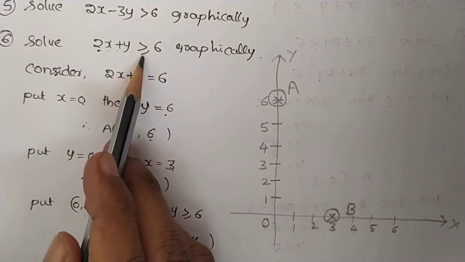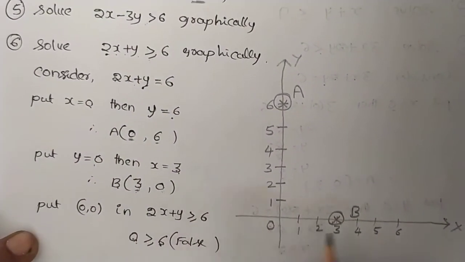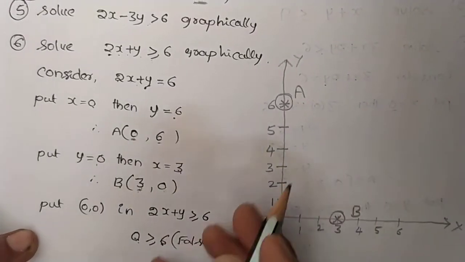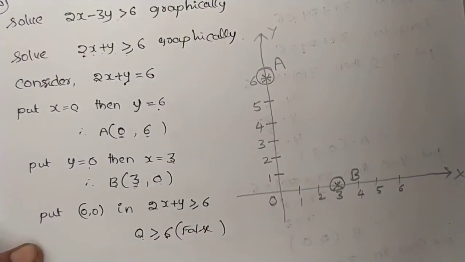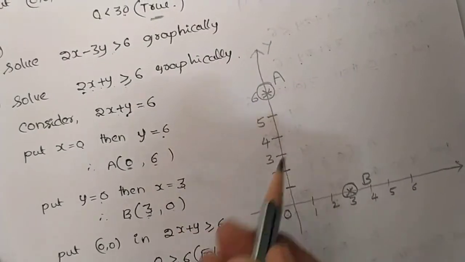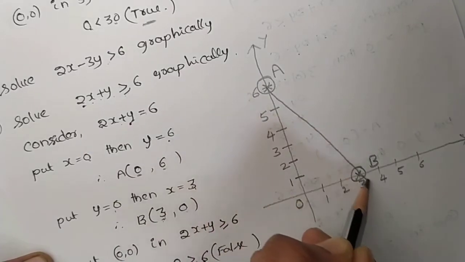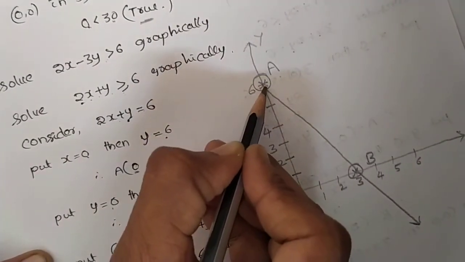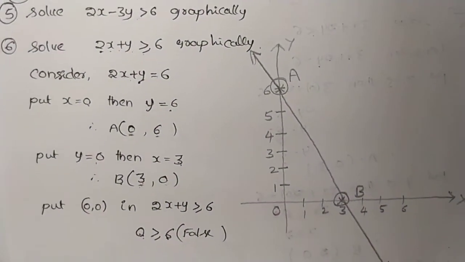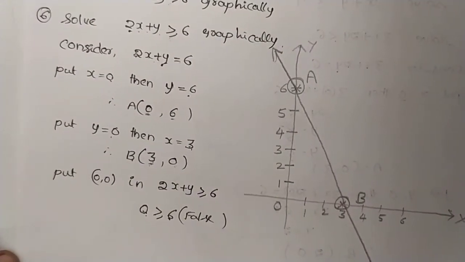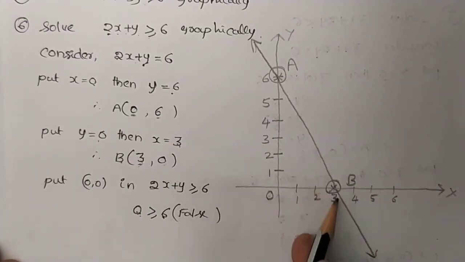Here the inequality is given as greater than or equal, so draw the line as a thick line. Kindly draw the line as a thick line. That line should be very clear. Since the inequality is given greater than or equal, we have to draw that line as a thick line.